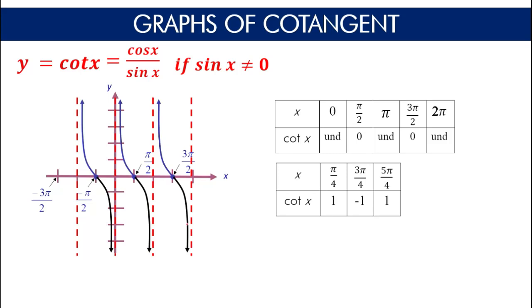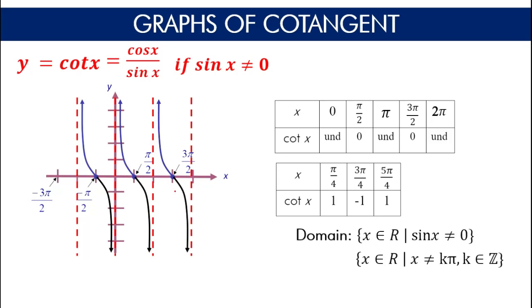Okay, so the nature of the graph of the cotangent x is this one. In addition, for the domain, same with the cosecant. As you can see here, we limit that sine x should not be equal to 0, which is x is an element of all real numbers such that x should not be equal to k pi, where k is an element of all real numbers.